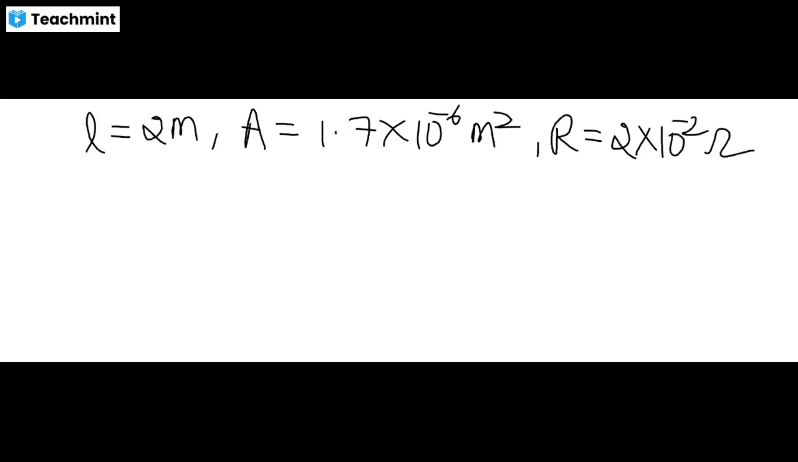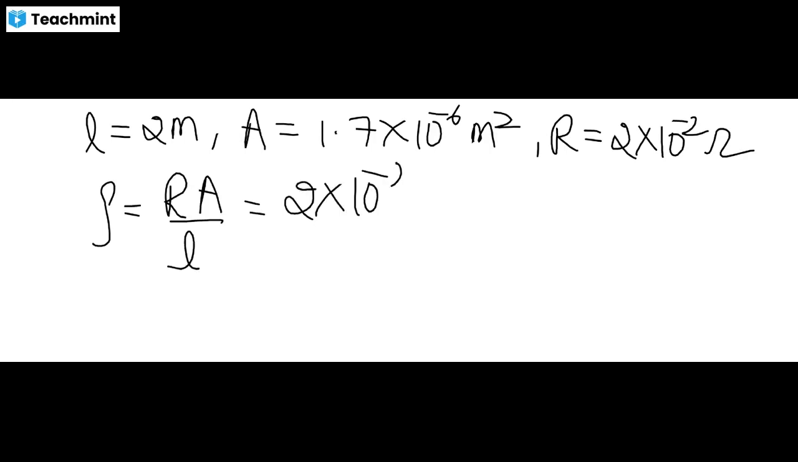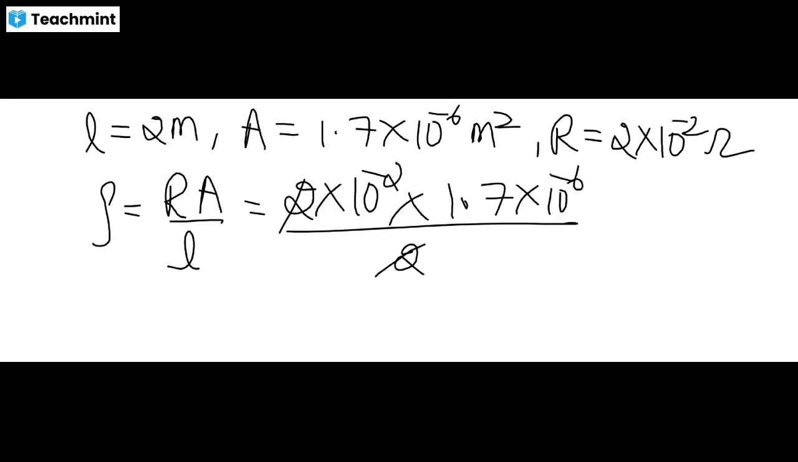1.7 into 10 to the power minus 8. So how do you calculate this? Rho is equal to R into A by L. R is 2 into 10 to the power minus 2, and area of cross section is 1.7 into 10 to the power minus 6, divided by 2. If you cancel this 2, you will get 1.7 into 10 to the power minus 8. What is the unit here? Ohm meter. Right, so this is how you calculate resistivity.